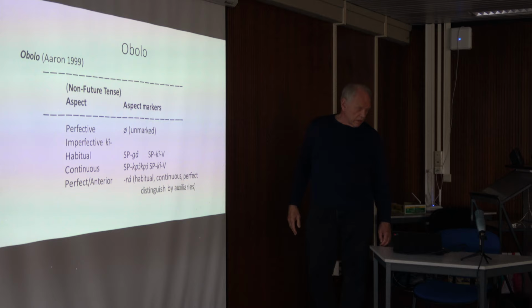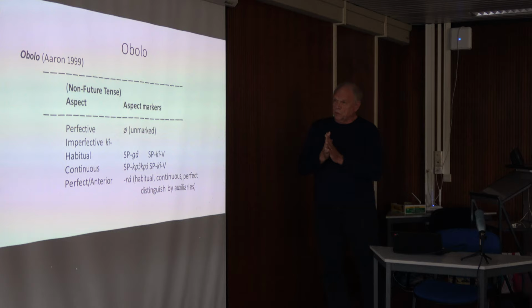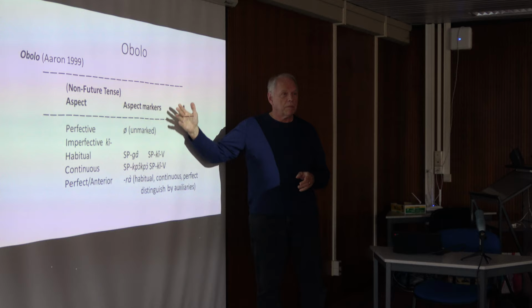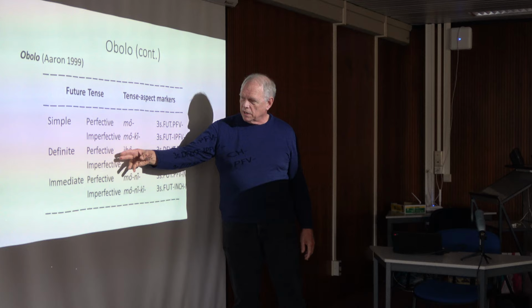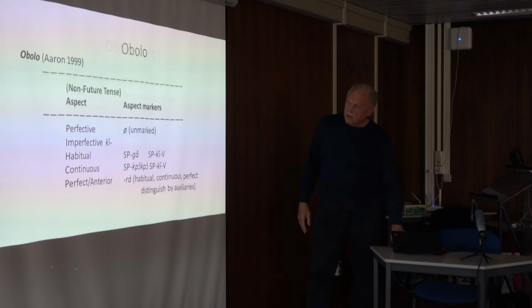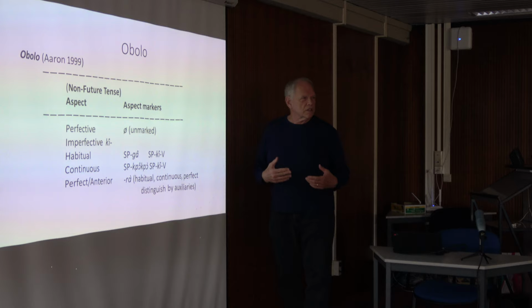Obolo is a curious situation. Aaron wants to divide it between non-future tense and future tense. And the non-future tense is aspect prominent. The future tense is tense. According to this, you have a perfective, simple perfective, simple imperfectives, definite perfective, definite imperfective, and so forth in the future. But when you're talking about the non-future, it's a straightforward aspect system. So it's a curious development. If you stop and think about what we're talking about, it makes sense.